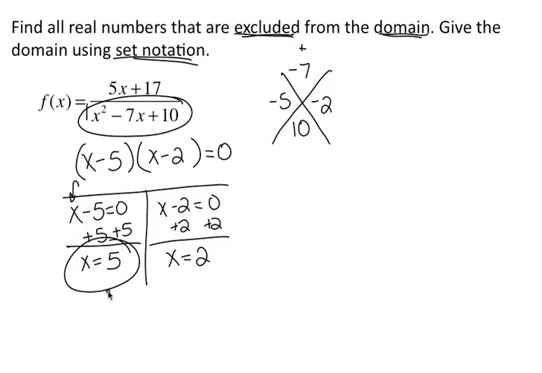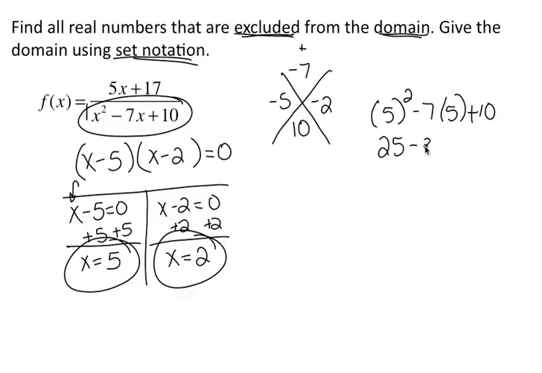So when x is equal to 5, this polynomial here at the bottom is equal to 0. And when x is equal to 2, it also equals 0. And we can prove that. If I put 5, I get 5 squared minus 7 times 5 plus 10. We get 25 minus 35 plus 10. You can see how this is equal to 0.